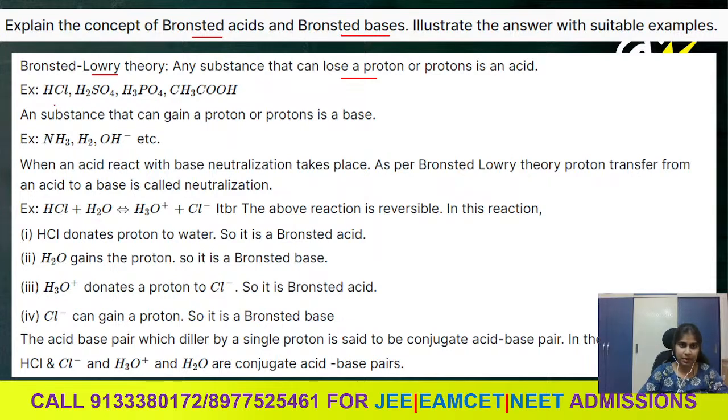It means there must be a proton present in that acid, like we can see in the examples here: HCl, H2SO4, H3PO4, CH3COOH. These are examples of Bronsted acids. Opposite to this, those which can gain a proton are known as Bronsted bases: NH3, H2O and OH minus. These are examples. You can see there is a neutralization. It means when an acid reacts with a base, neutralization takes place.